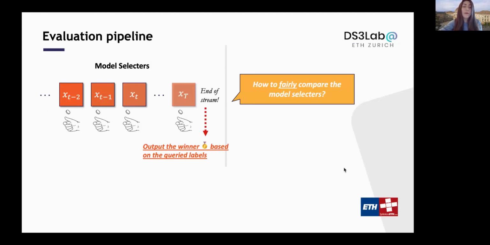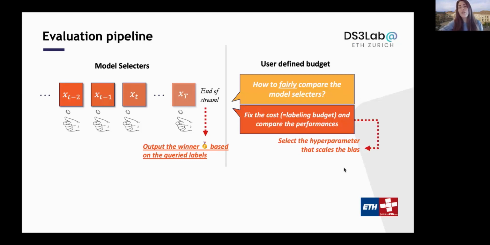So if one query is 100 labels and the other 1,000, how will I compare them fairly? To achieve that, we fix the cost and compare the performances. Instead of cutting the stream off once they query a certain amount of labels, we just introduce a hyperparameter that scales the bias for each model selector separately, such that at the end of the stream, they all query the same amount of instances because they have all seen the entire set of instances. So we will do it for various budgets and compare the performances for different cases of costs.